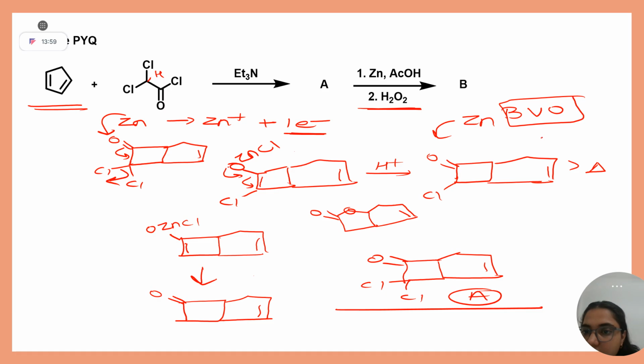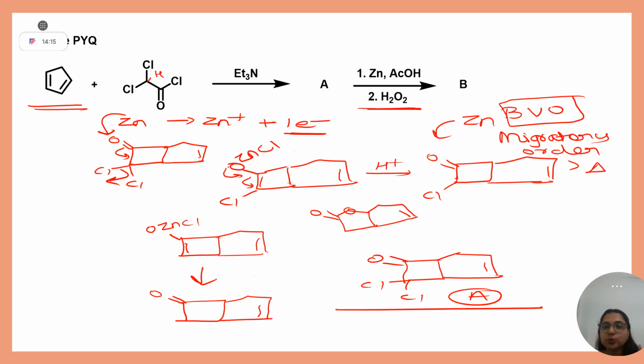For that, your homework is to study Baeyer-Villiger oxidation. Another thing you can do is read the migratory order there. If not understood, you can ask me next class. I hope this question is clear.